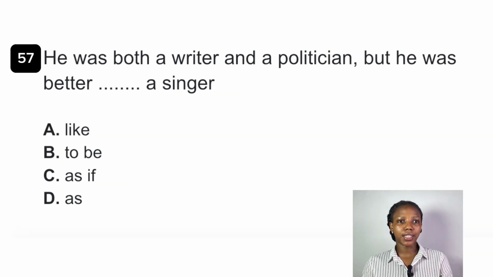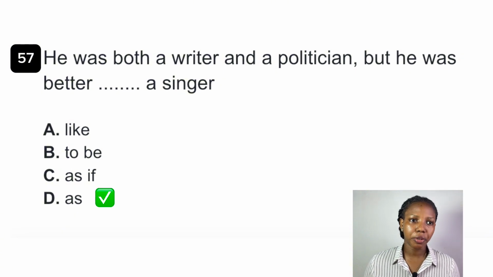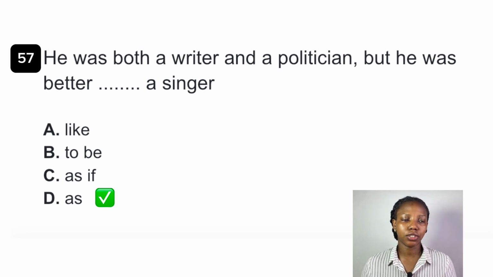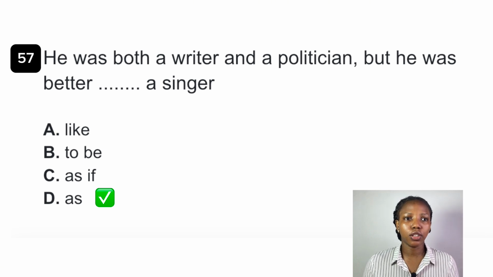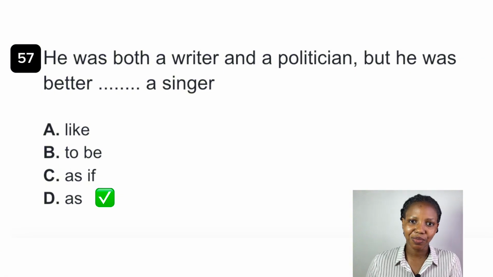He was both a writer and a politician, but he was better as a singer. The answer to this question is option D. So you agree that "as a singer" is the answer to this question. "As" is the correct conjunction, introducing the comparison in the sentence. So option D is the final answer to this question.